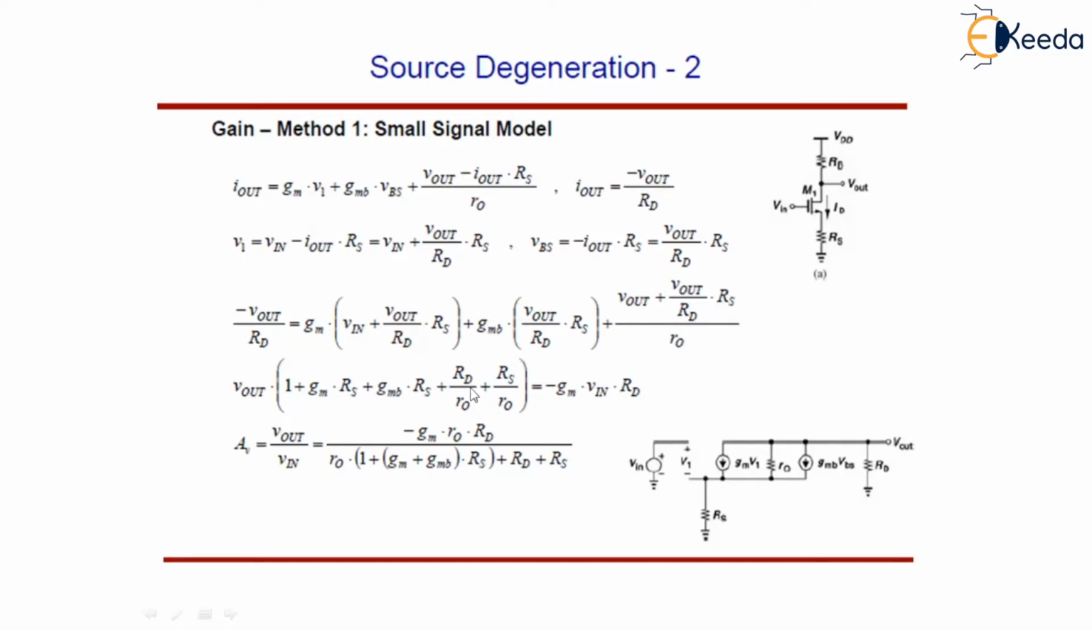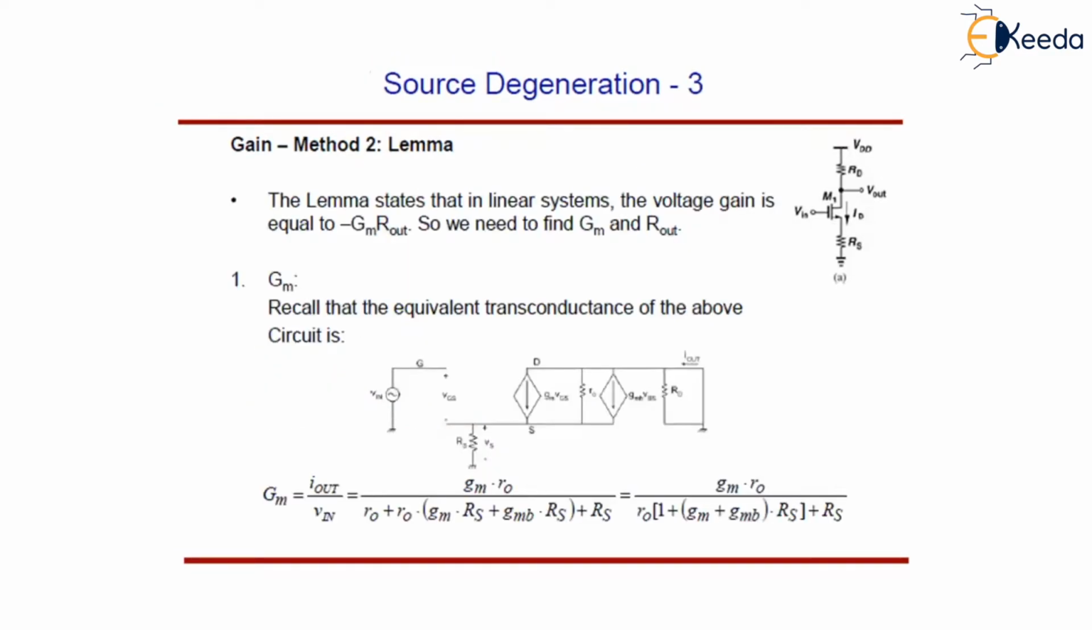Okay, taking all the values common, V out upon Vn, that is our voltage gain, can be calculated like this: minus Gm R naught RD upon R naught bracket open 1 plus Gm plus Gmb Rs plus RD plus Rs. Okay, so this is the small signal model which we have used to calculate the voltage gain. Now let us look at the second method.